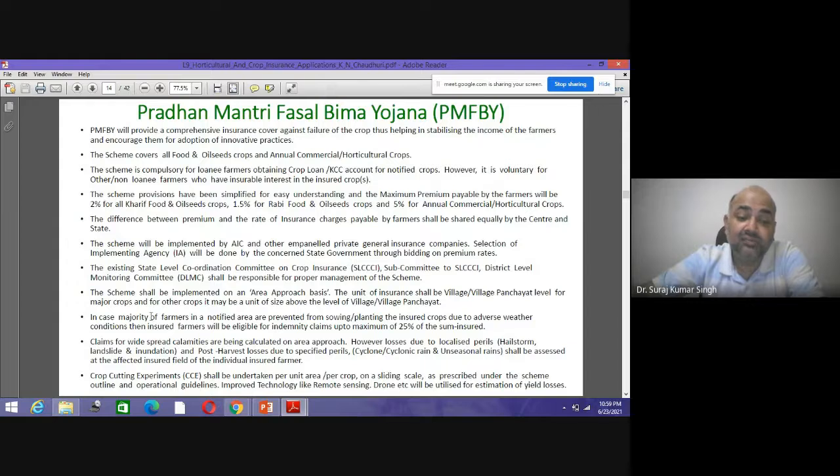If a majority of farmers in the notified area are prevented from sowing or planting the insured crop due to adverse seasonal conditions, then the insured crop will be eligible for indemnity claims up to a maximum of 25% of the sum assured. Claims for widespread calamities are calculated on area approach. However, losses due to localized perils, hailstorm, landslides, and inundation, and post-harvest losses due to specified perils, cyclone, cyclonic rain, and unseasonal rain shall be assessed at the affected insured field of the individual insured farmer.